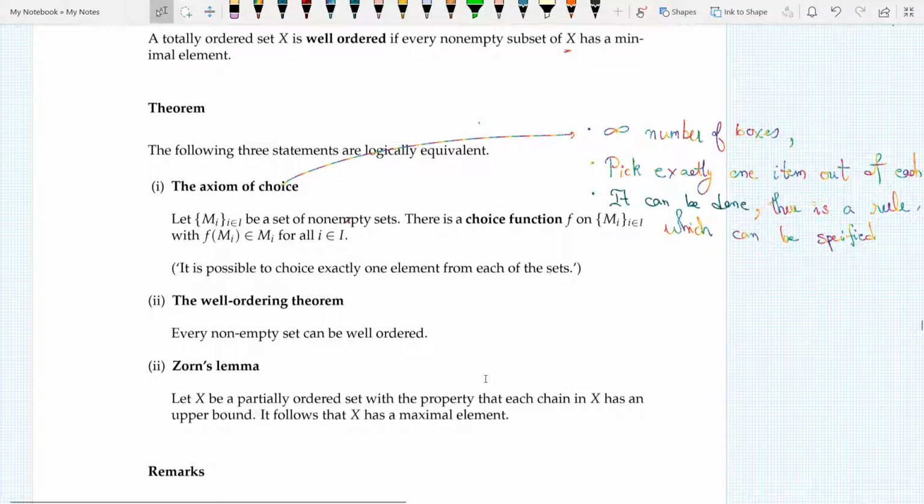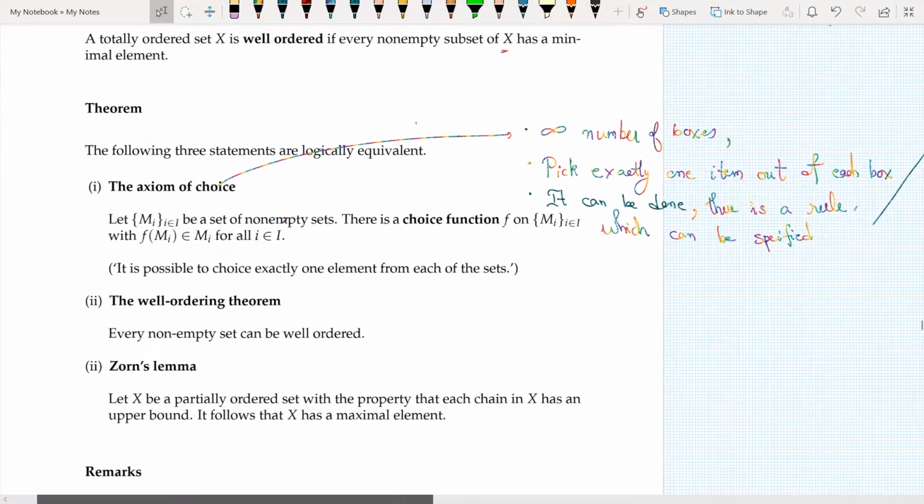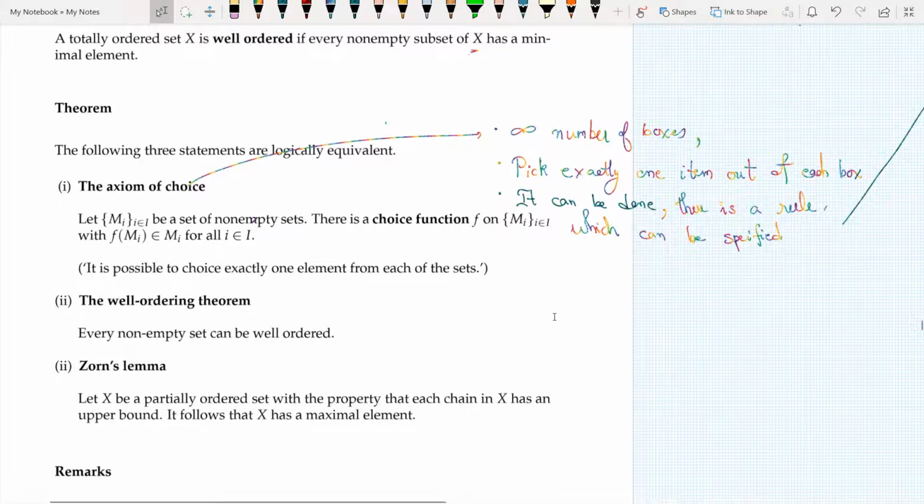And the basic idea or notion of the axiom of choice is as follows. Suppose you have an infinite number of boxes, and I ask you to pick exactly one item out of each box. The axiom of choice essentially says that it can be done. There is a rule which can be specified. I may not know it at this point of time, but the very fact is that this can be done. What if I have an infinite number of boxes and I want to pick just one element from each of these boxes? My axiom of choice says that this thing can be done.